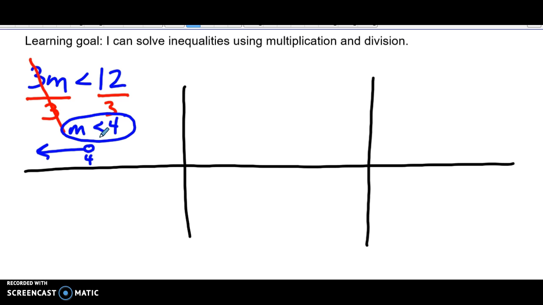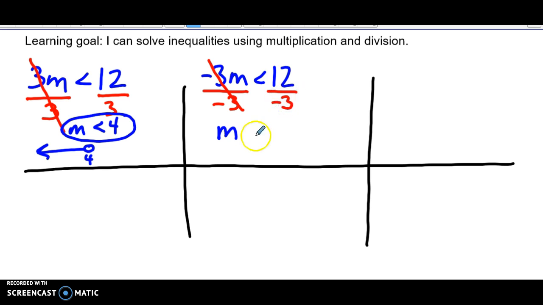All right, let's look at another similar problem. Negative 3m is less than 12. If I'm going to solve this inequality, I again need to get m by itself, so I need to remove this negative 3. Right now I have negative 3 times m, so the opposite of multiplying by negative 3 is to divide by negative 3. And I do that so that these will cancel, leaving me with just m. And if I divide the left side by negative 3, I have to divide the right side by negative 3. However, when I do this, my solution is m is greater than negative 4.